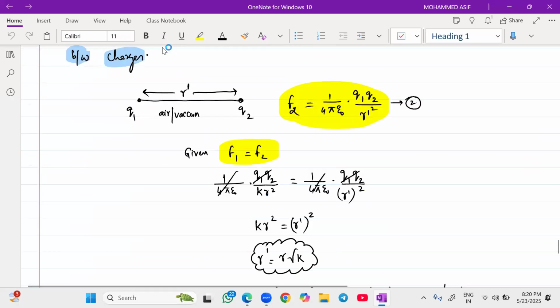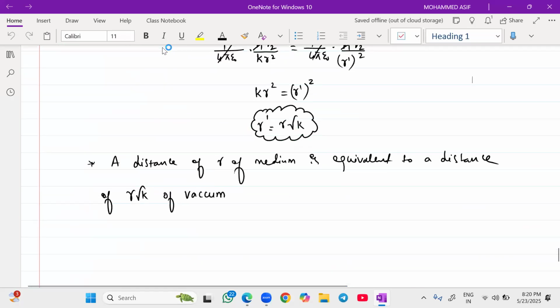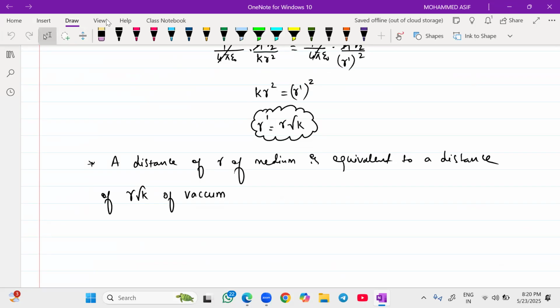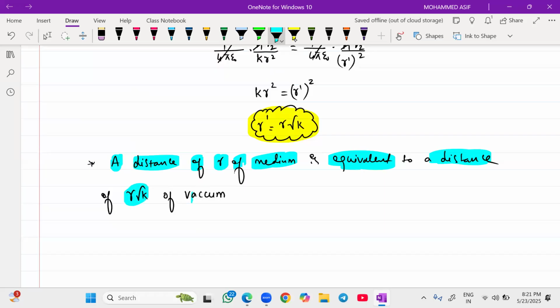Sure. So now what is the condition I have written right now here? R dash is equal to R into root K. What is this? A distance of R in your medium is equivalent to a distance of R into root K in your vacuum. Clear?